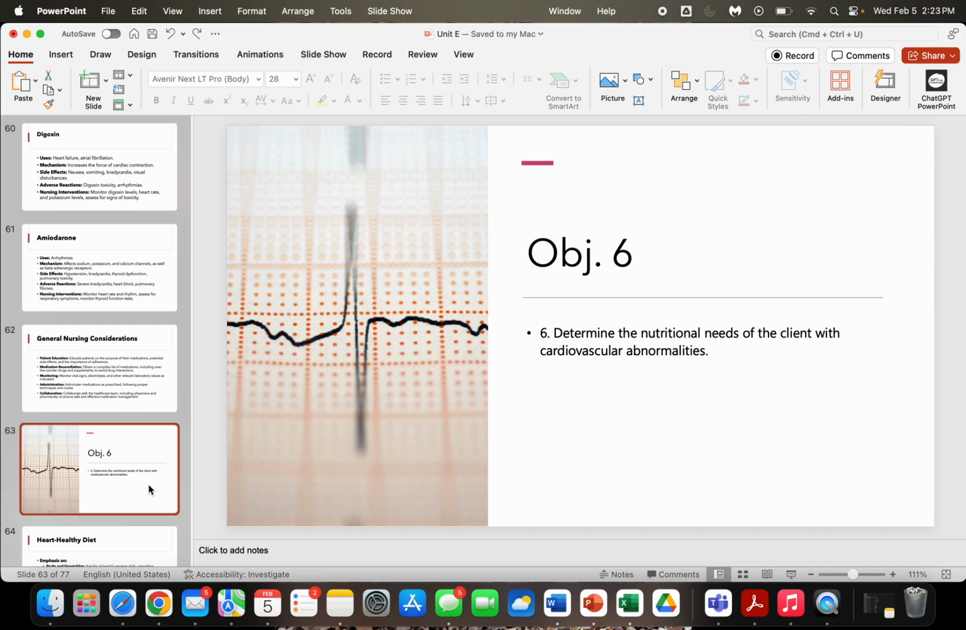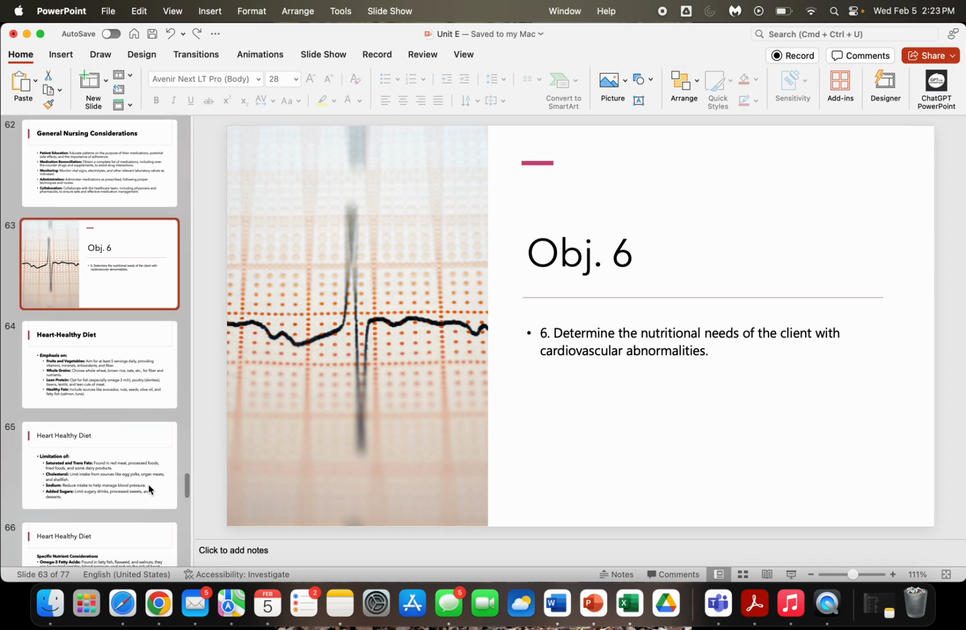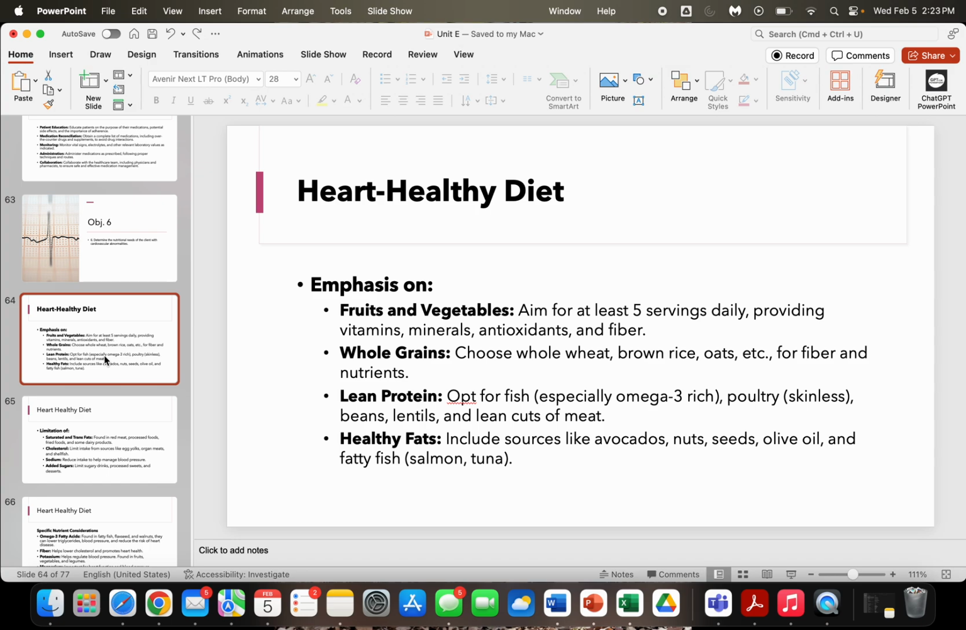Let's talk about objective 6. So, nutritional needs of these patients, right? If we've got a patient who's experiencing a heart condition, our goal is to put them on a heart healthy diet, right? What we're trying to do is put emphasis on those healthy pieces: fruits, vegetables, whole grains, lean proteins, healthy fats, reducing that sodium, reducing those saturated fats.